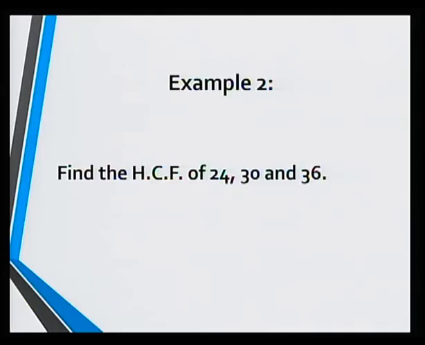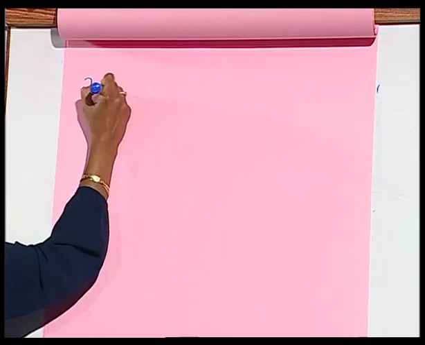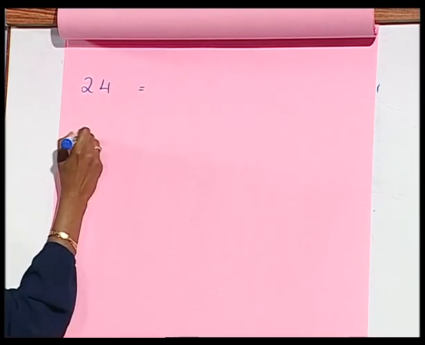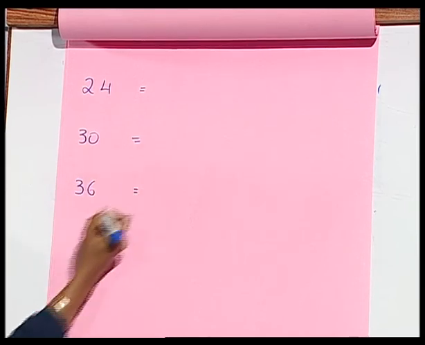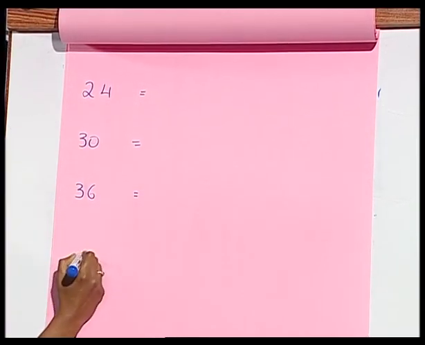Now you can try this example. Find the HCF of 24, 30 and 36. Here you're going to see that we have three numbers. So 24, 30 and 36. You just need to proceed as before.